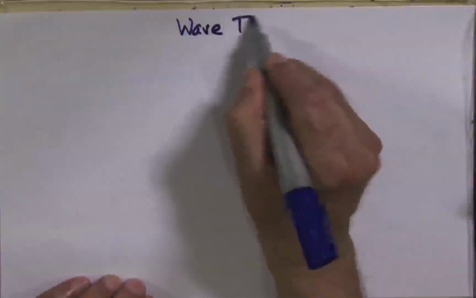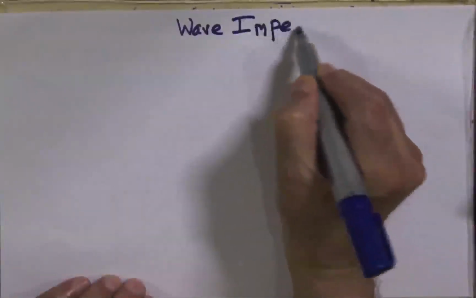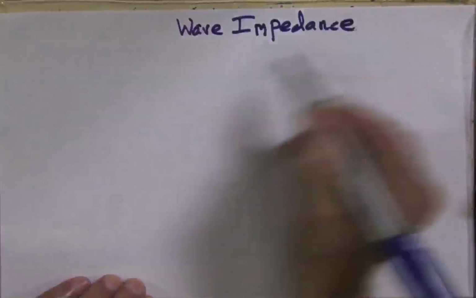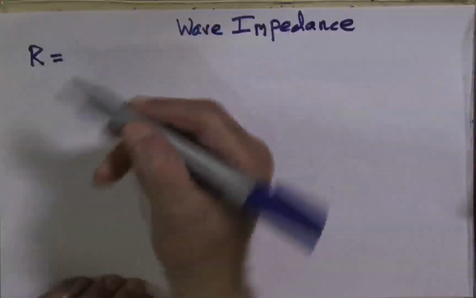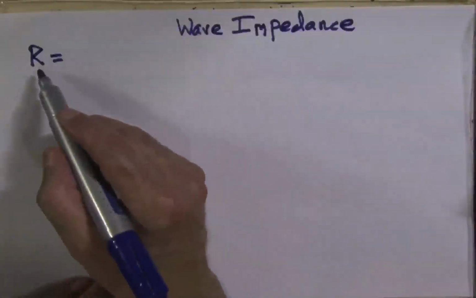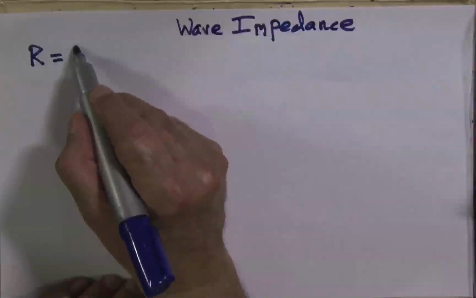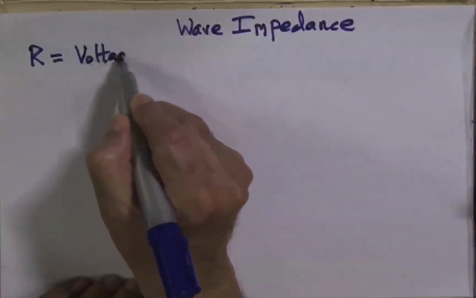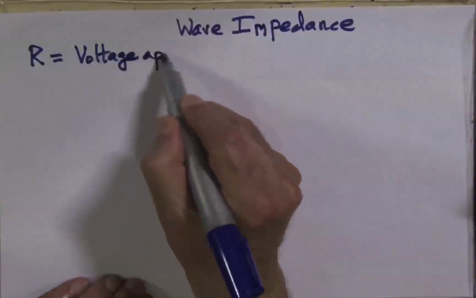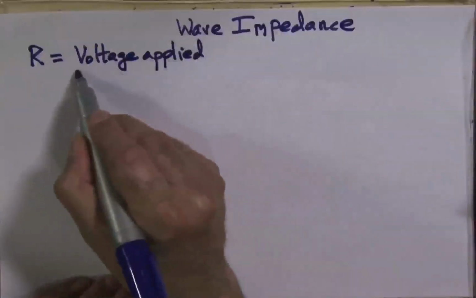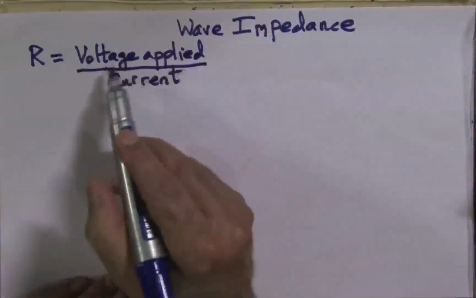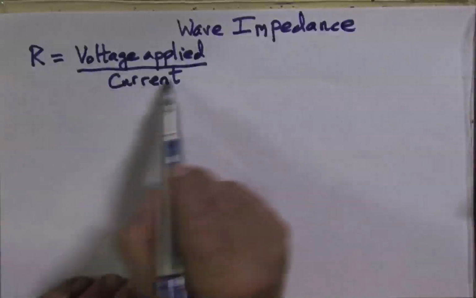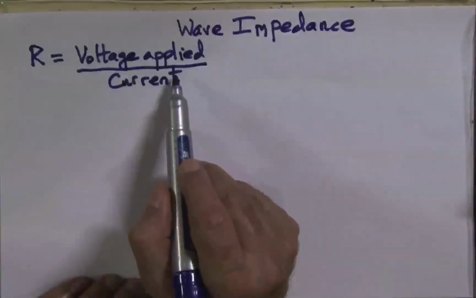I'm going to talk about the concept of wave impedance. Now, you're already familiar with the concept of impedance, or rather resistance. The two are very similar to each other. Resistance is the voltage applied, let's say across a wire, divided by the current that flows as a result of applying that voltage.